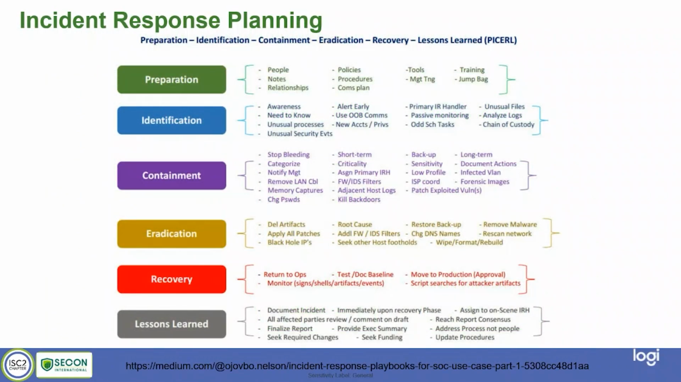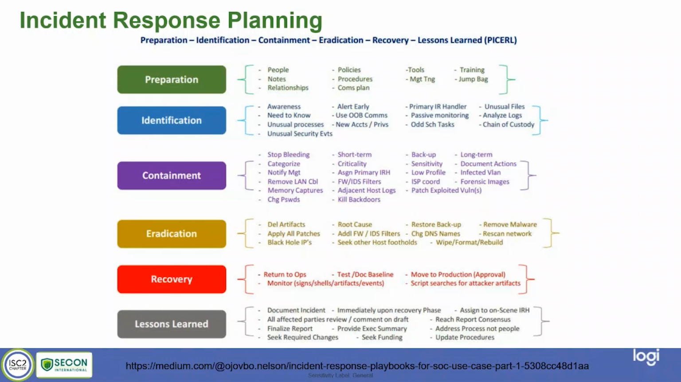Now, I'd like to remind you in a few words what incident response planning looks like according to the SANS Institute. The preparation phase involves establishing and training an incident response team, developing an incident response plan, and ensuring the necessary tools and resources are in place. In the identification phase, the team detects and identifies potential security incidents. This includes monitoring systems, analyzing alerts, and determining the nature and scope of the incident.